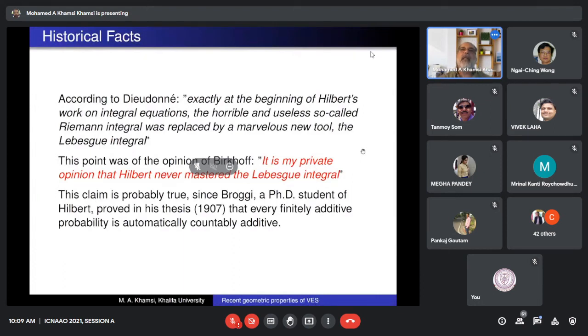And this reminds me of an article that was published after Einstein's famous article, published by scientists, where the title was "The Second is in Danger." Okay, because when Einstein told them that time is relative, the people were shocked. And right now, to say that Hilbert never mastered the Lebesgue integral is something amazing to me. Of course, if I told you this myself, you would have been a little bit skeptical.